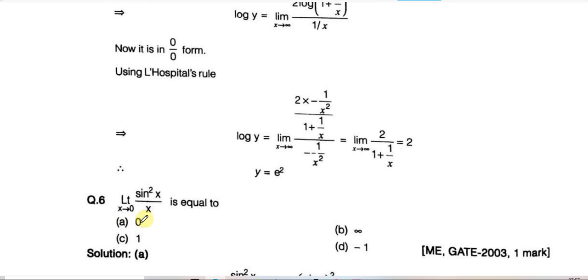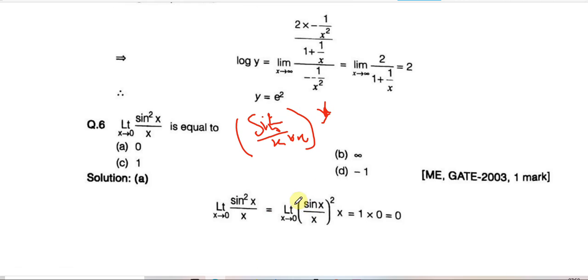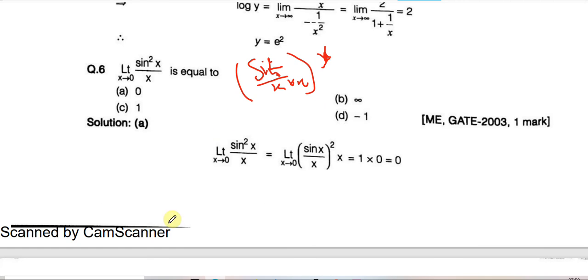Now here sin x upon x, as x approaches infinity, sin x upon x we know it is 1. Here sin x square is there and one x is there, so we can multiply one more x and divide also, multiplied and divided by x. So it becomes converted into sin square x upon x square. So it will be 1 into x. So 1 into 0 will be 0, the answer.